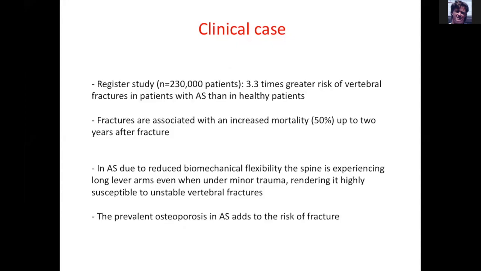So these fractures are important. They are related to increased mortality, up to 50% of patients. And this is due to these long lever arms. They become a very rigid spine, and they are highly susceptible to unstable fractures. And osteoporosis just adds to the risk of fracture.